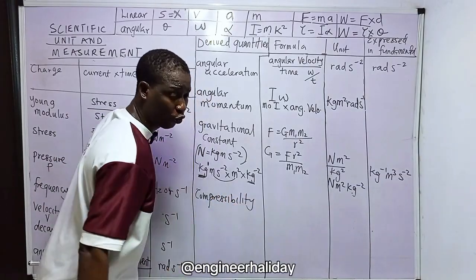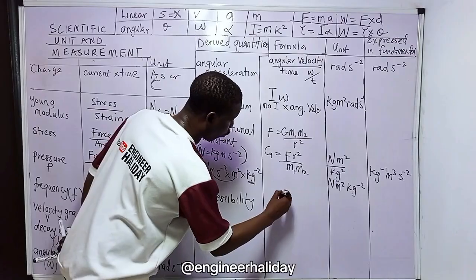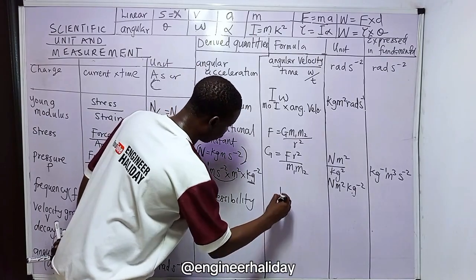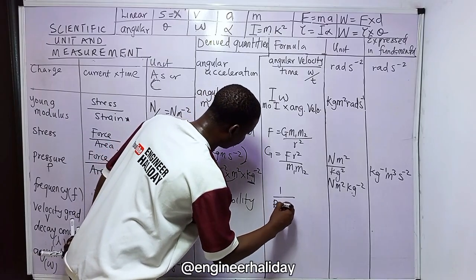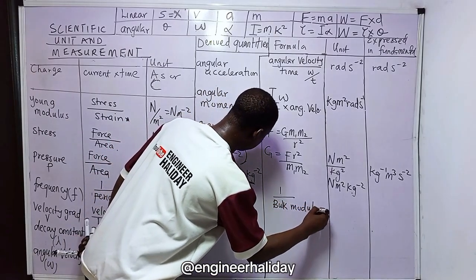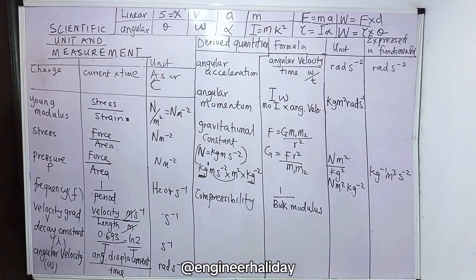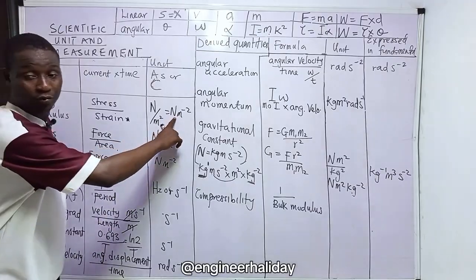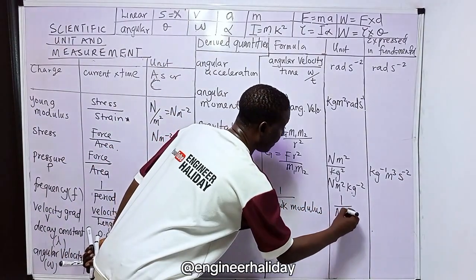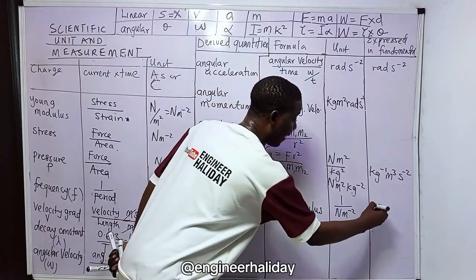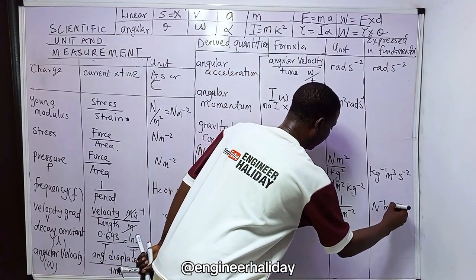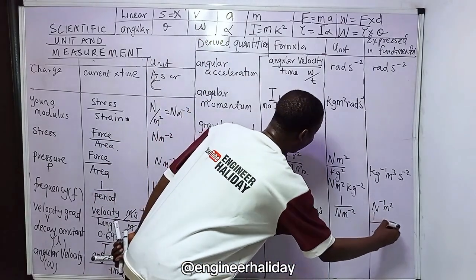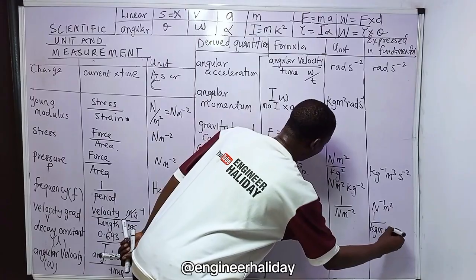Compressibility is equal to what? It is 1 over Young modulus or bulk modulus. So 1 over bulk modulus is equal to compressibility. Recall that modulus is measured in Newton per meter square. So what do you have? 1 over Newton per meter square becomes per Newton meter square. And that can give us 1 over kg meter per second square.